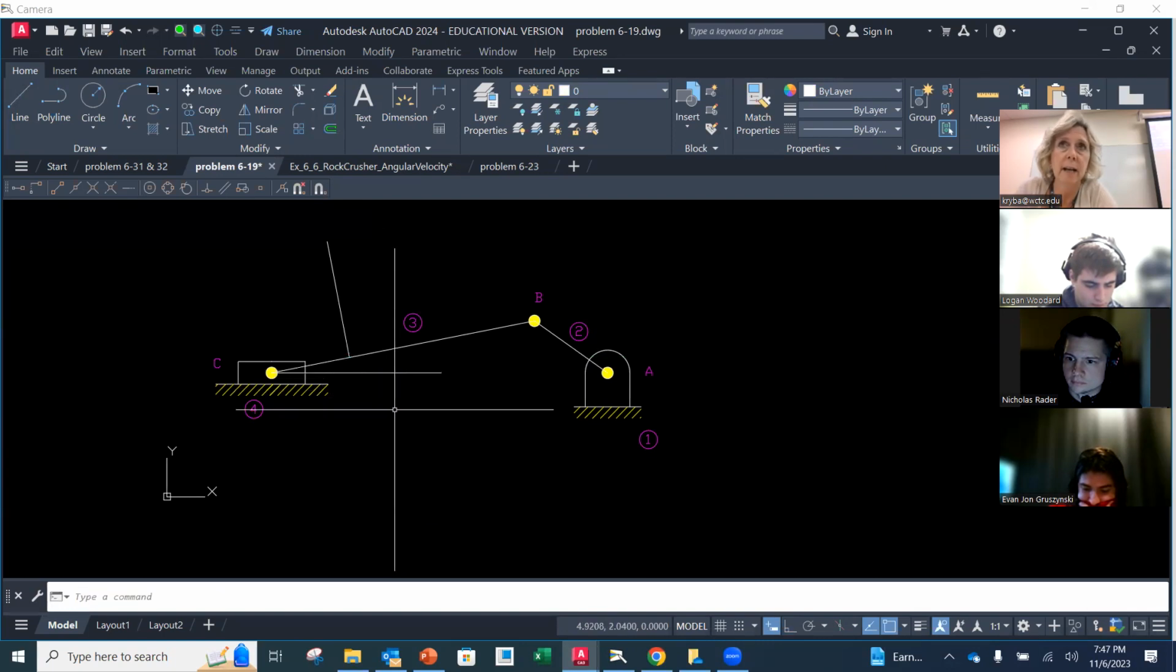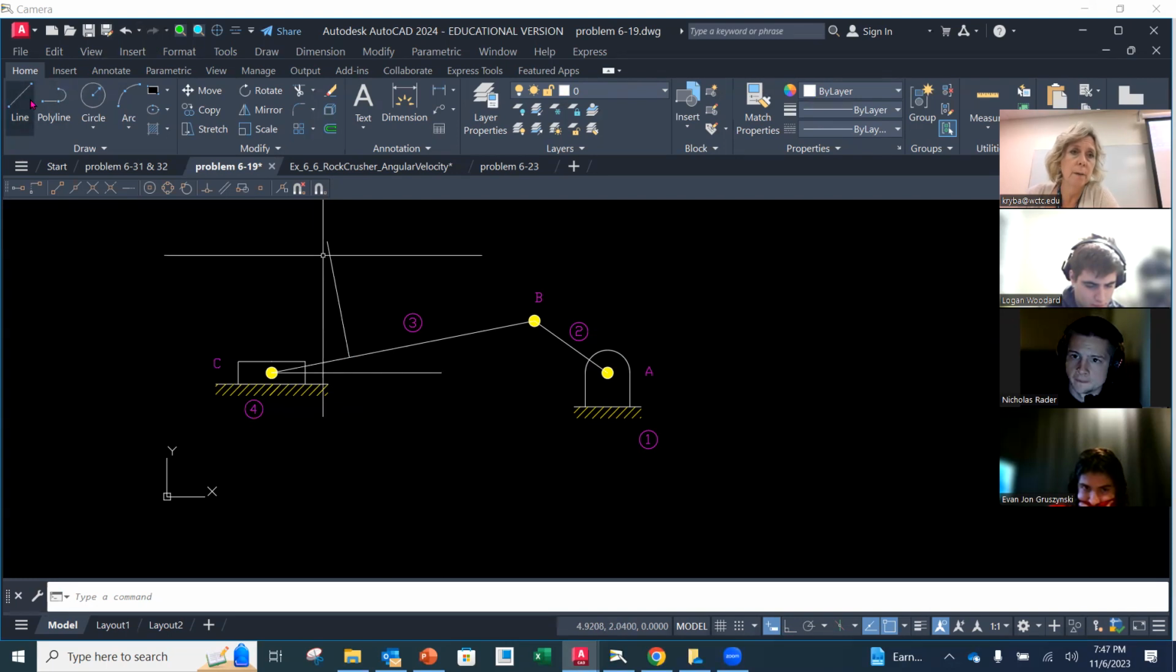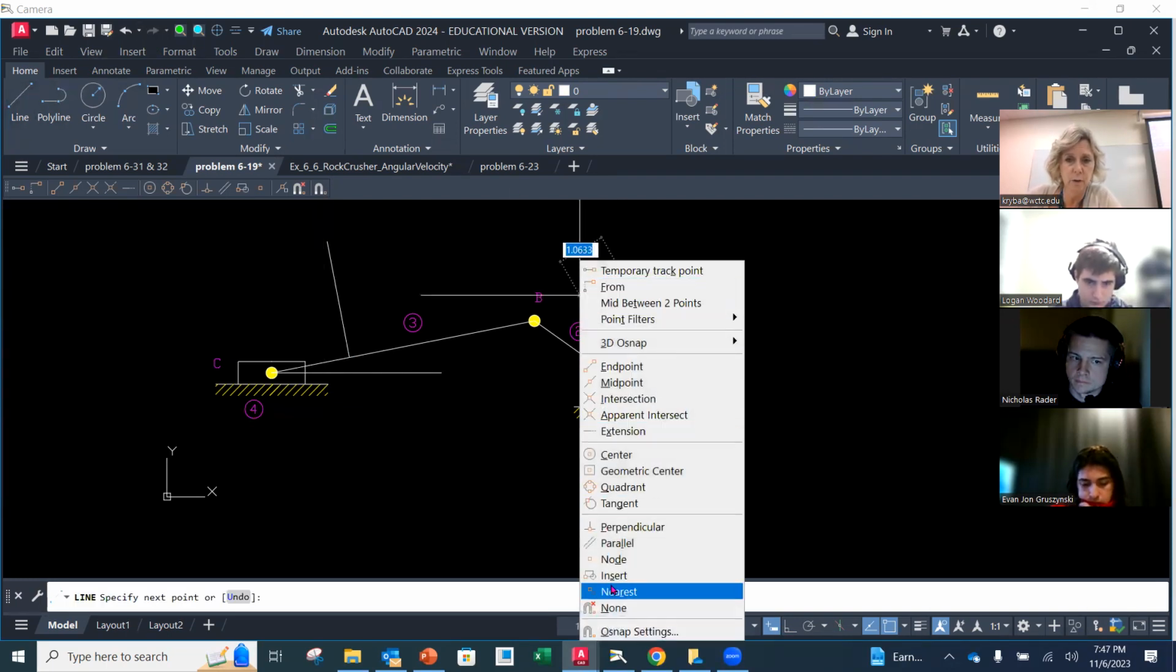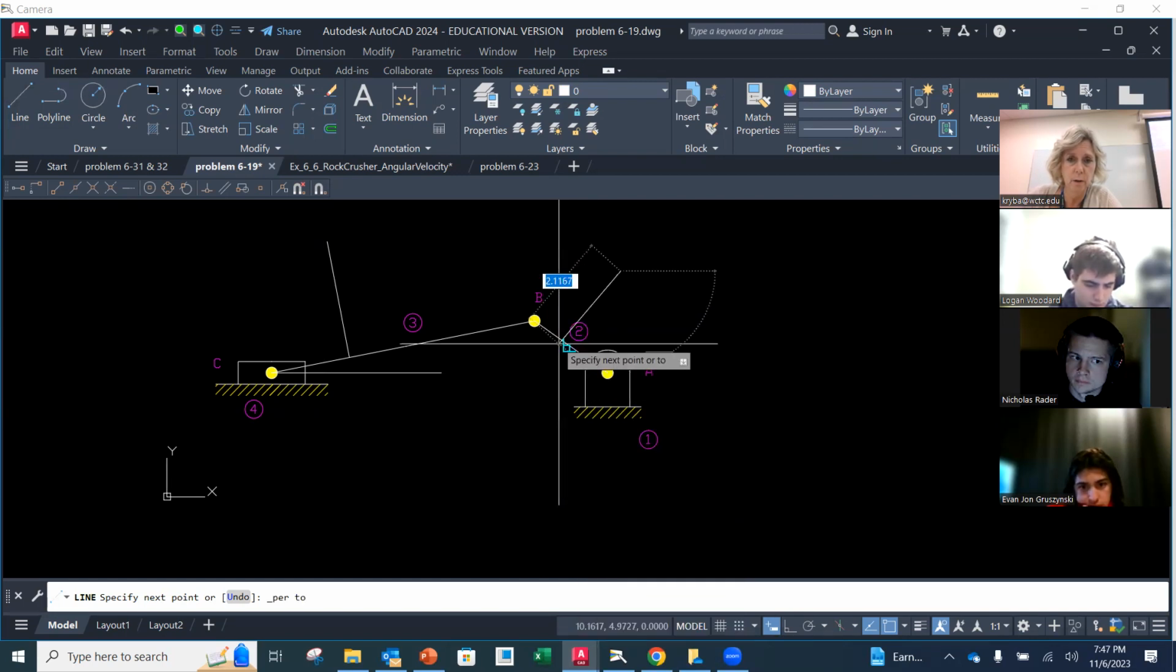So now I've got a line of action for my velocity of C relative to B, perpendicular to link number 3, or the line connecting B to C. And then my last one that I'm going to do is going to be a line. I'm going to start out here, and it's going to be perpendicular to link number 2.